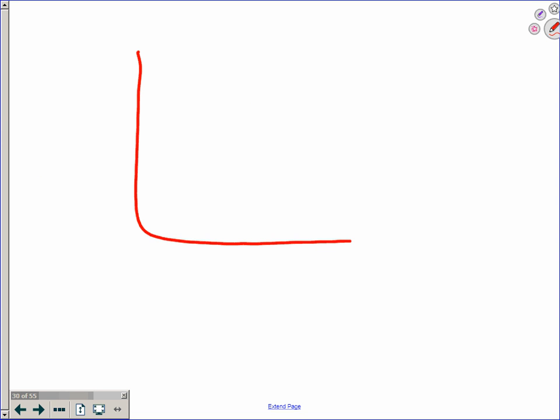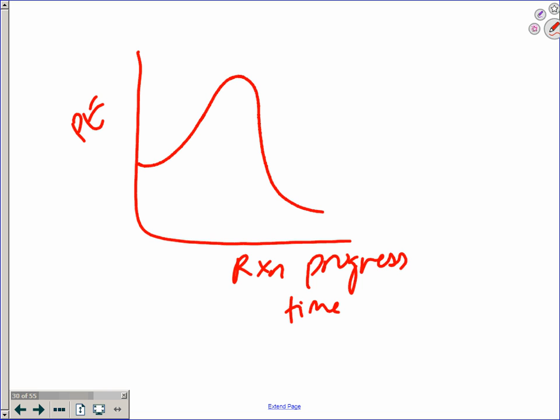What is the axis title over here on the y-axis? Potential energy. And then here? Reaction progress, or you can put time. There's actually a number of axes in here. So it's going to start medium, go low.